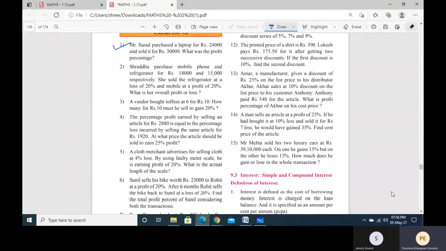So here the percentage is 20%. So 20 upon 10 the whole square gives the overall profit or loss. That's 2 square, 4. 4% loss would be there, overall loss.